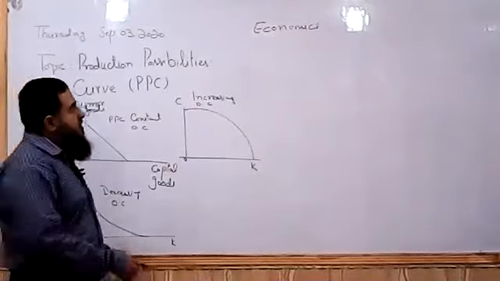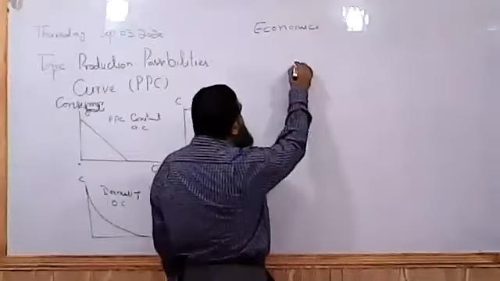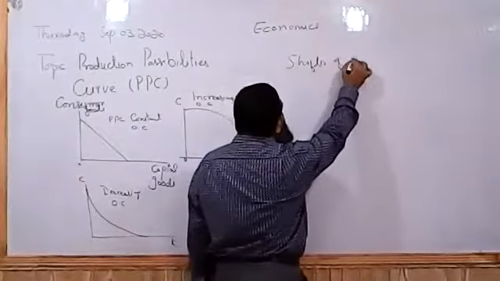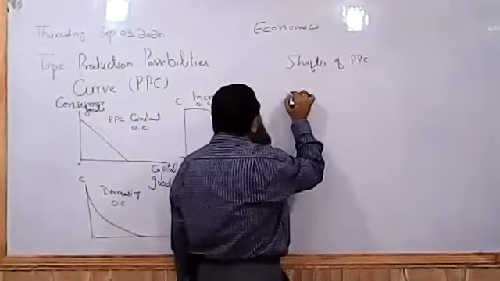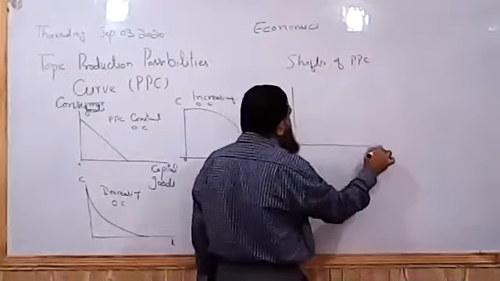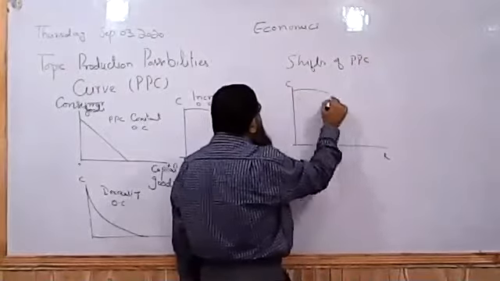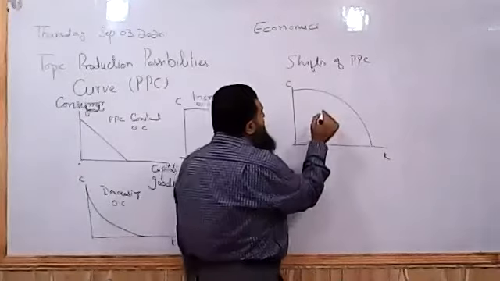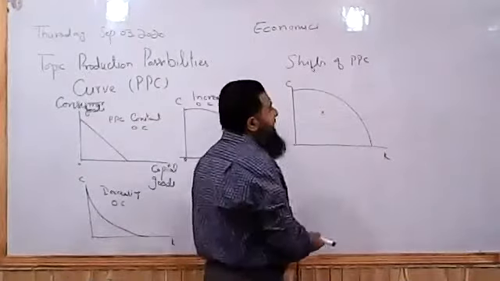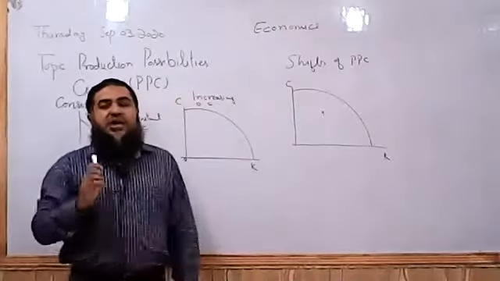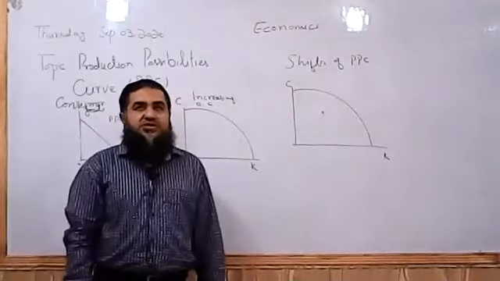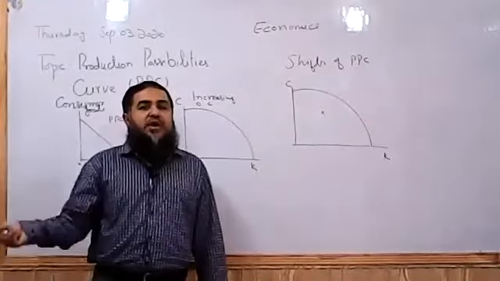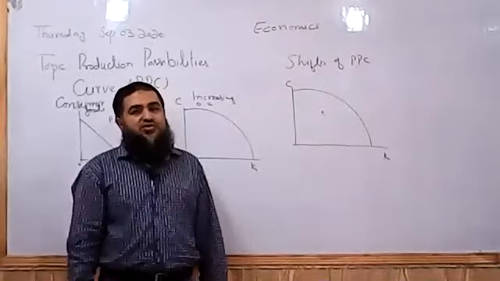So today I'm going to do something about shifts of PPC. As we see, a normal PPC has this shape, which is increasing opportunity cost. As we see, any point below PPC, that is point X, shows unemployment of the resources. Resources are not fully employed. More could be produced by employing those available resources.